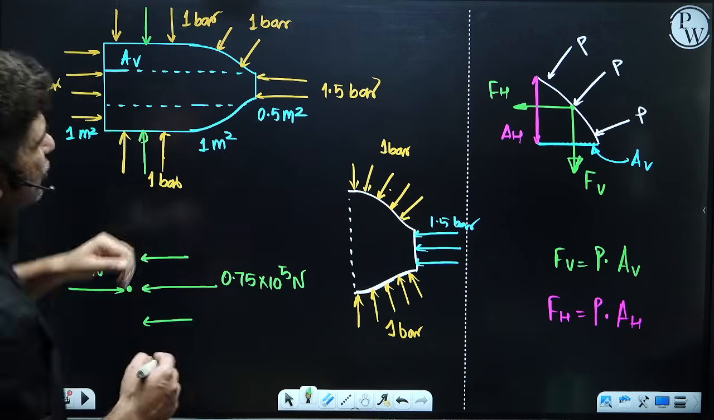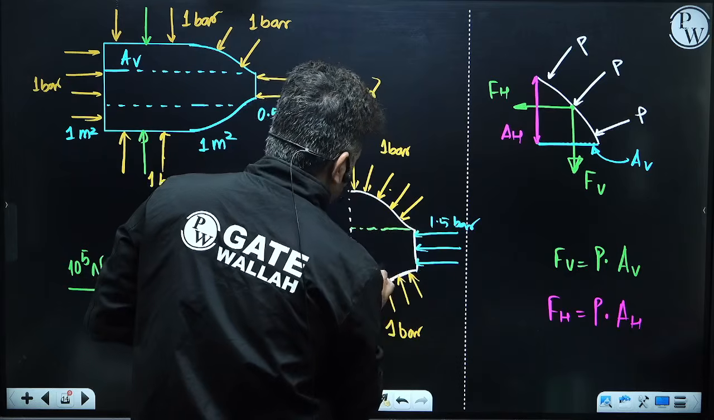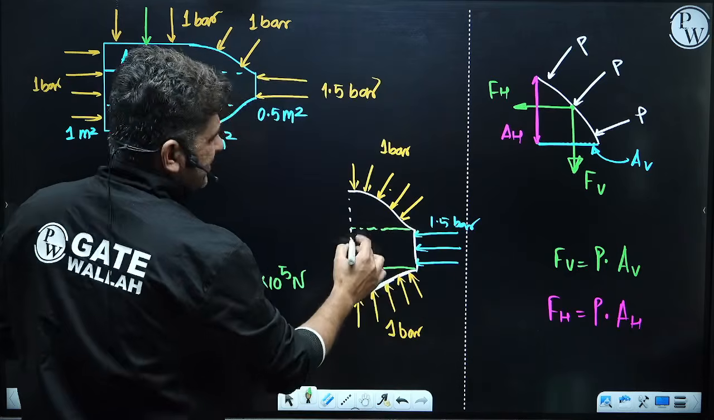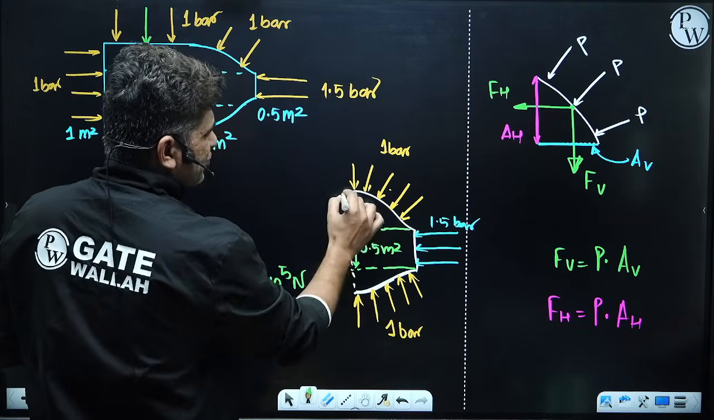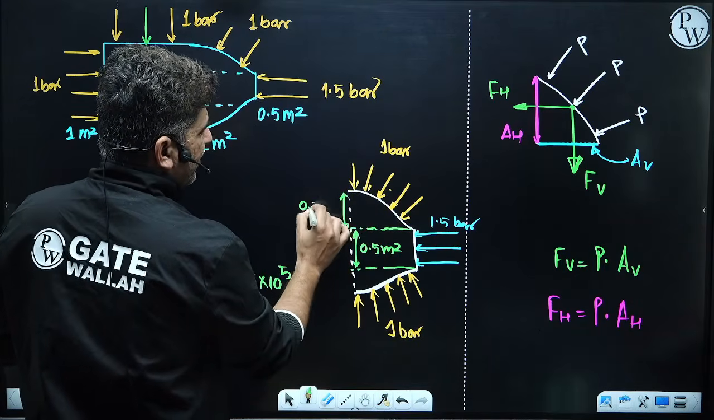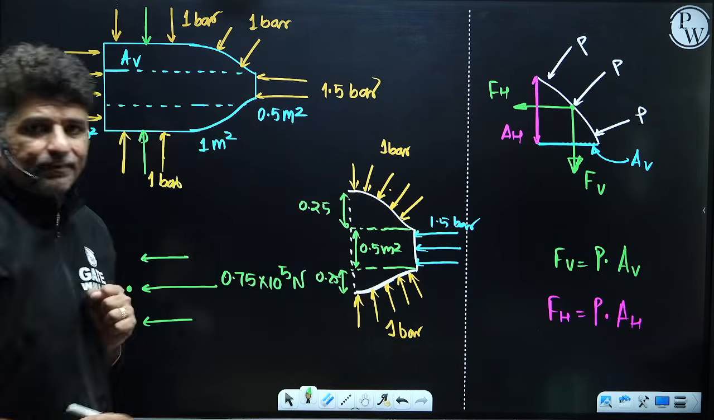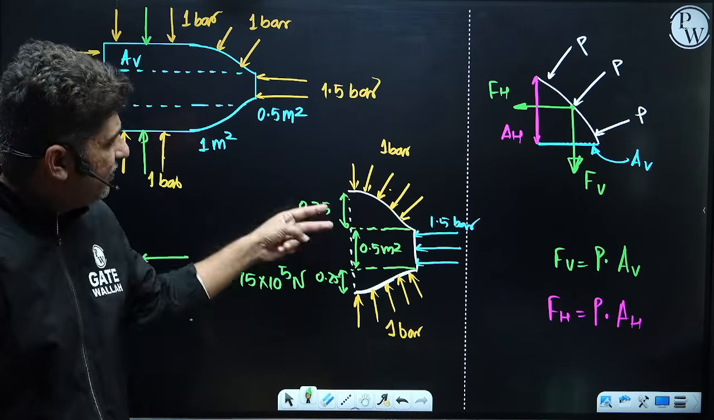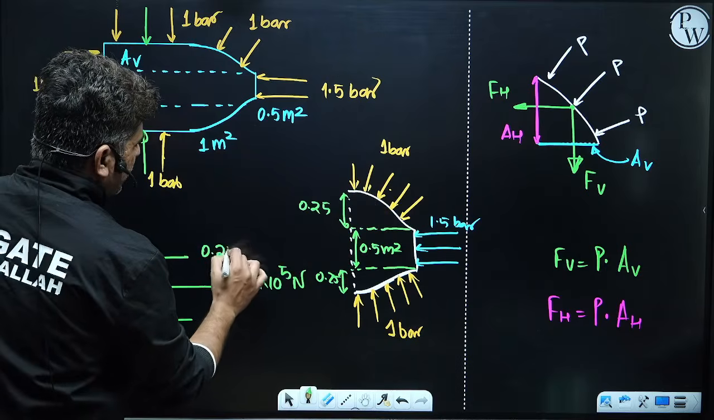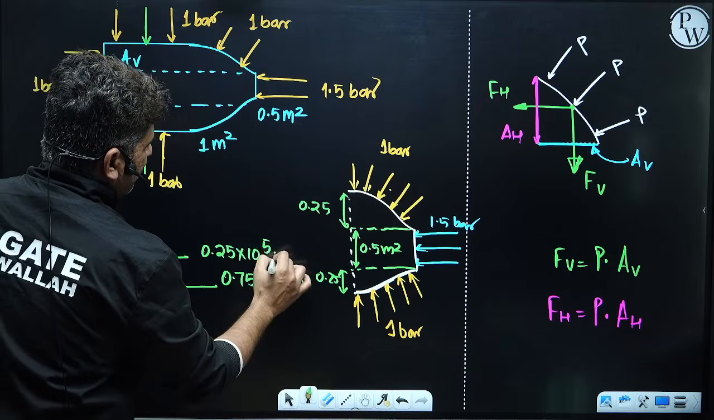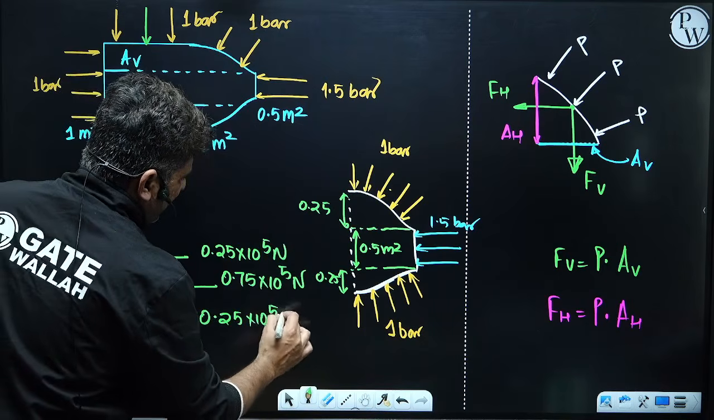Now, what will be the force on this top surface? You see the top surface, the projections can be put up like this. So this becomes 0.5 meter square. Can I say this will be 0.25 meter square? And the bottom will also be 0.25. So the force on this will be 0.25 multiplied by 1 bar, that is 0.25 into 10 raised to power 5 Newton. On the bottom it is 0.25 into 10 raised to power 5 Newton.